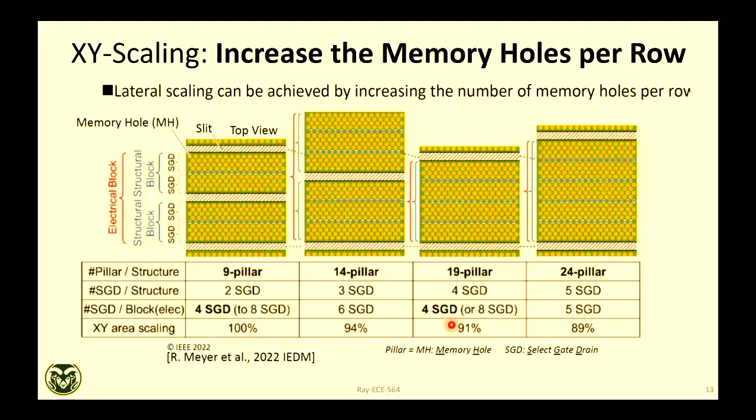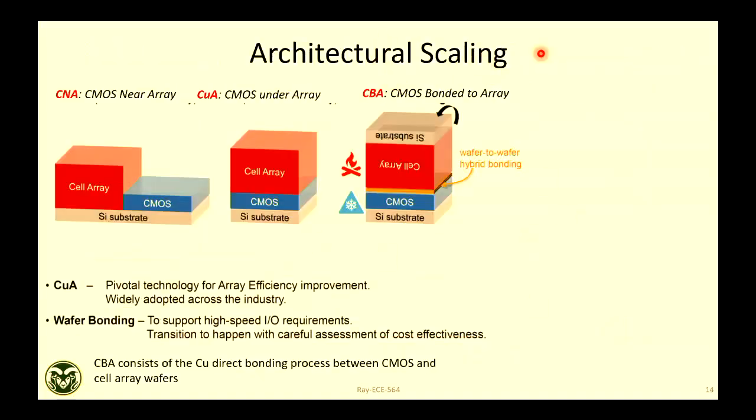And this is, percentage wise, how much area benefit you get. Third is this architectural scaling. Architecture means array versus CMOS periphery. So this was the traditional one. All 2D NAND was like this, because in 2D you cannot have the array underneath, right? Because your cells are sitting on the silicon substrate. So this is your silicon substrate. On top of that you have the array, which is the layers. And then CMOS is in blue: CMOS circuits, decoder, charge pump, sense amplifier, those circuits.